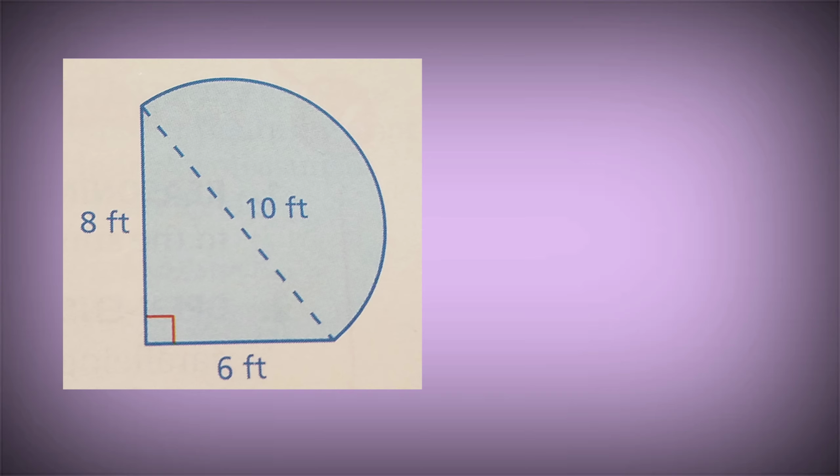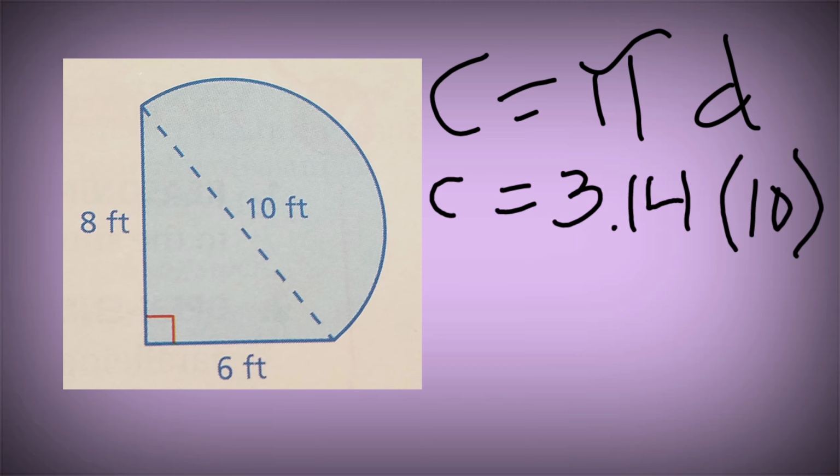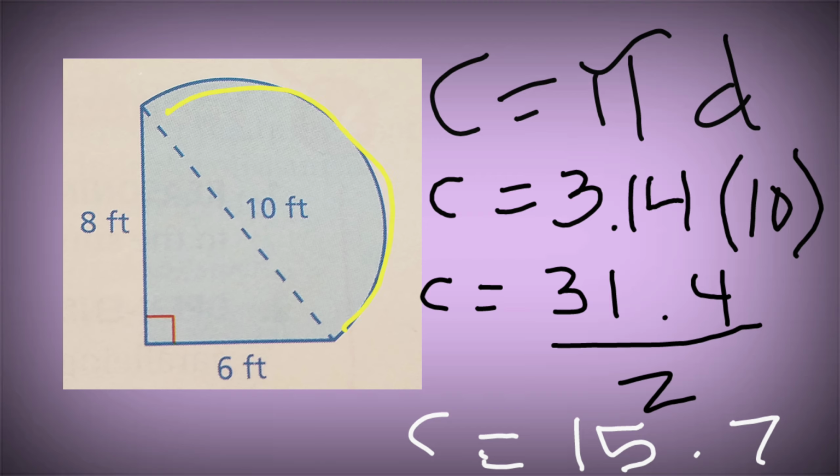Now we need to figure out the semicircle. And to be able to figure out the curved edge, we need to find the circumference, and then we'll have to divide it by 2. So if you remember from our other lesson, the circumference formula is c equals pi times diameter. So let's replace pi with 3.14, and we know that our diameter is 10 feet because that's the dotted line that goes all the way from one edge of the circle to the other. If we do our multiplication, we know that 3.14 times 10 is 31.4. Then we can't forget to divide that number by 2 because we only want half the circle. 31.4 divided by 2 is 15.7, so the circumference of the half circle is 15.7.